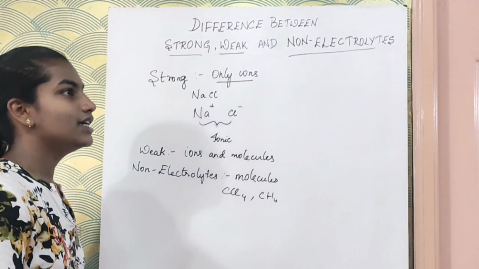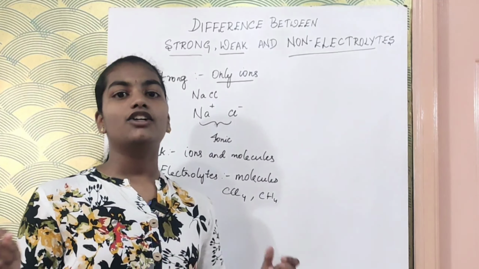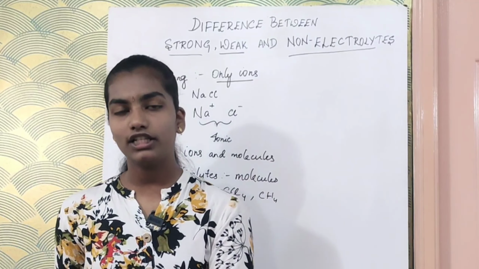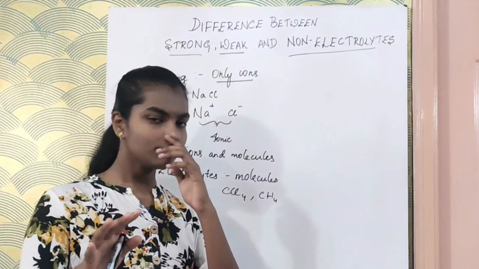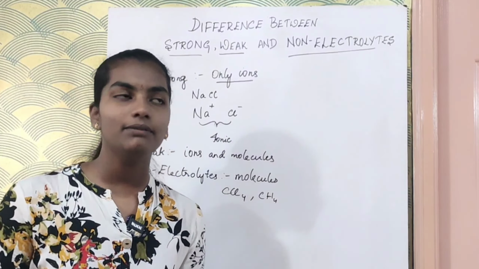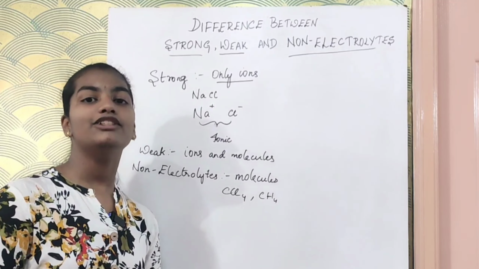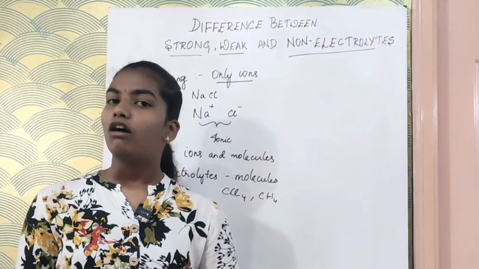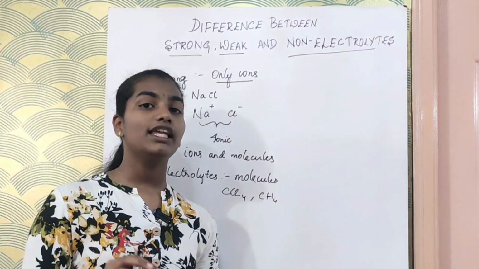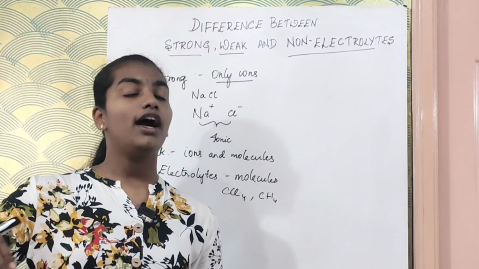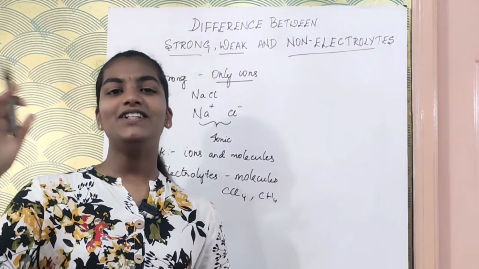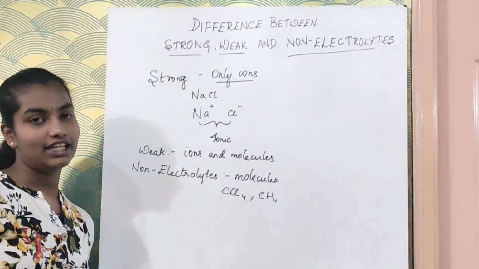Let me just recap. Electrolytes are basically compounds, don't forget to write the word compounds, which when dissolved in water can pass electricity through it. They should be in aqueous or molten or fused state. And there are three types of electrolytes, which are strong, weak, and non-electrolytes. Strong electrolytes have only ions, and all the ionic compounds are examples of strong electrolytes.